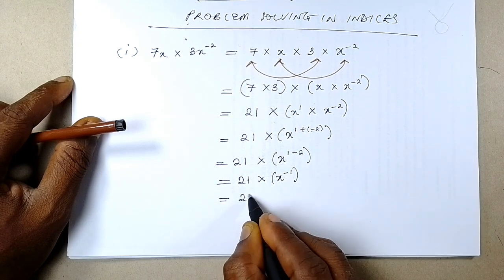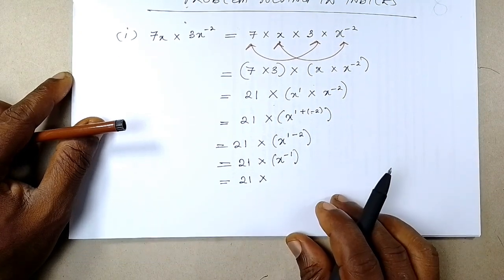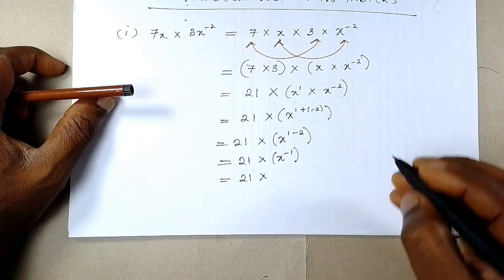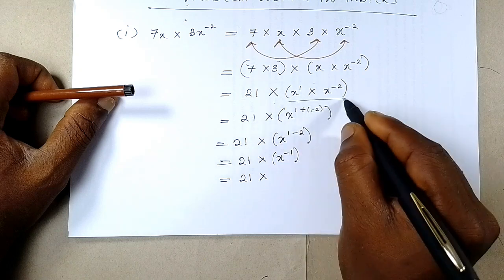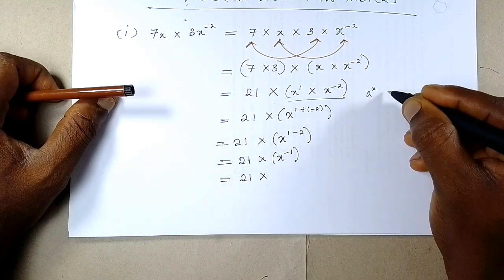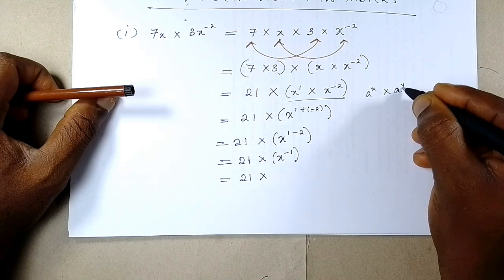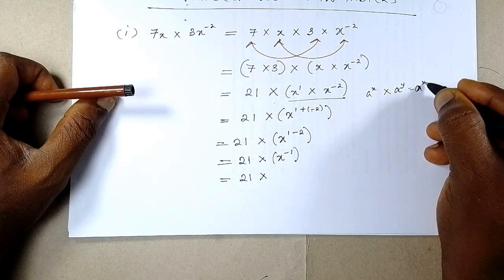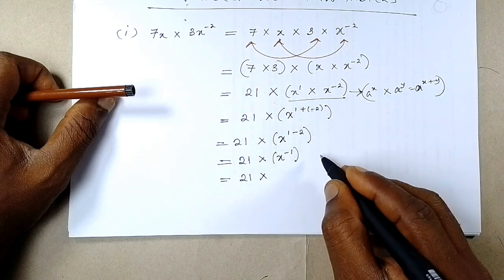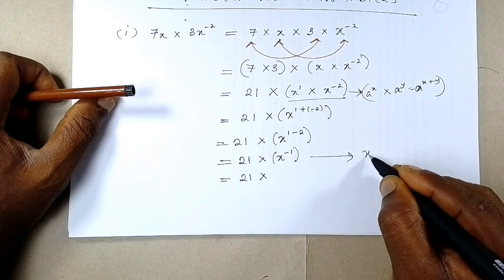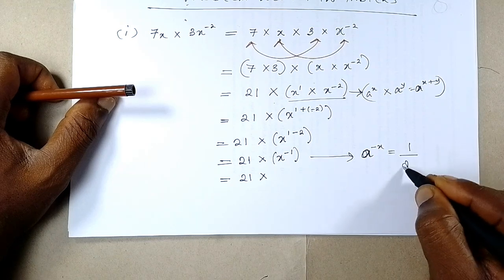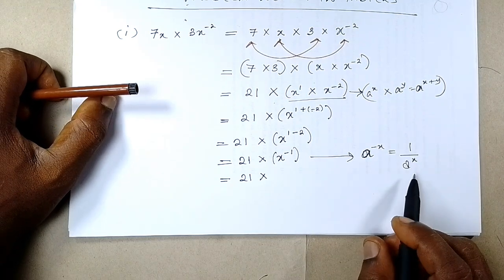Which is supposed to be 21 times, by the law of negative index. The law we actually applied here in the problem was this law, a raised to power x times a raised to power y equals a raised to power x plus y. That was the law we applied at this point. At this point, the law you are going to be applying will be this law: a raised to power minus x is equal to 1 all over a raised to power x. So you'll be applying this law at this point.